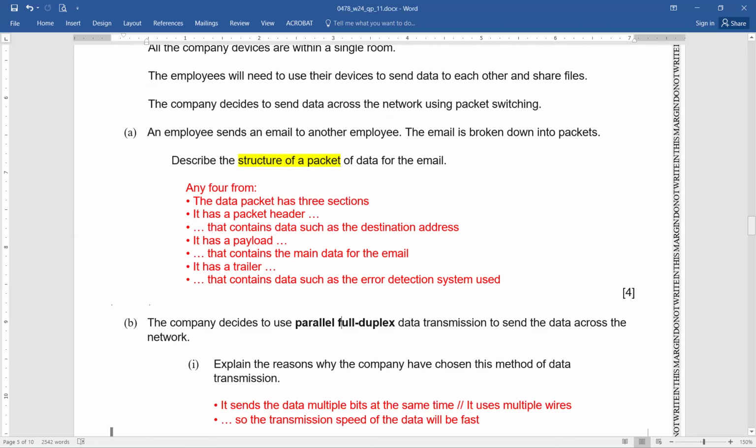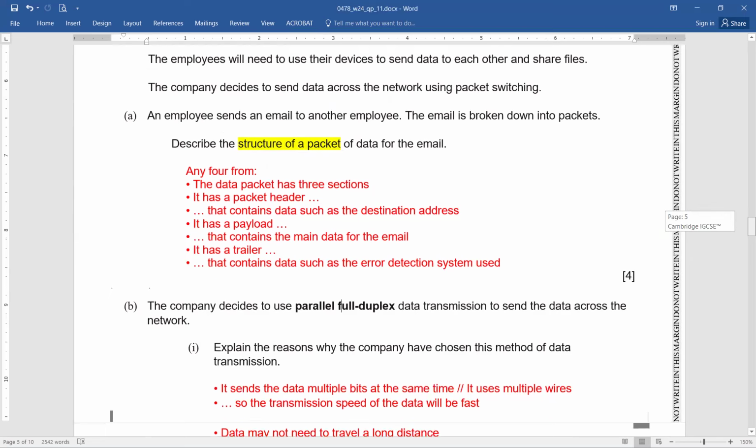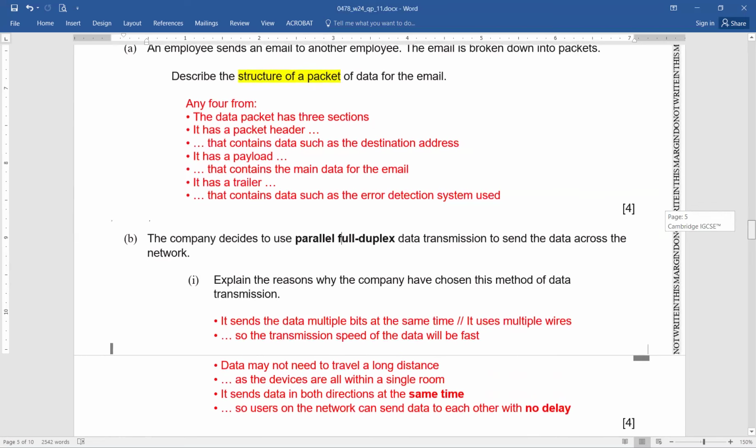After that, you can talk about full duplex. So full duplex means what? The reason is basically that full duplex means the data will be traveling in both directions at the same time. And why have we chosen this method? Just think why the company has chosen parallel full duplex.